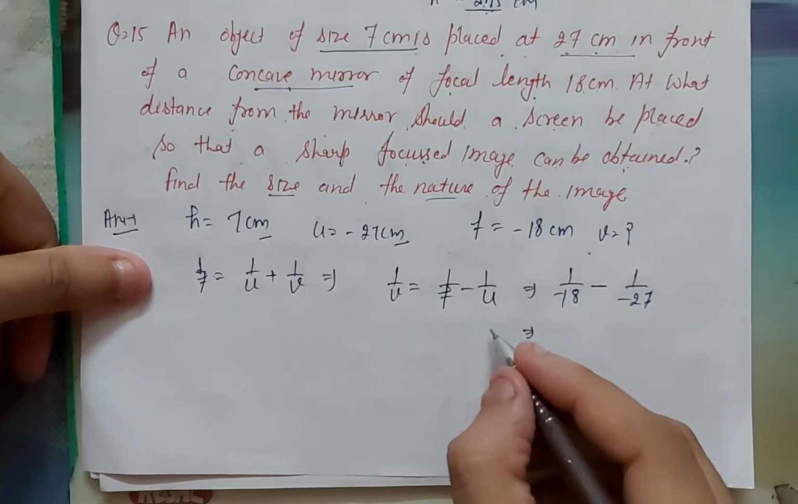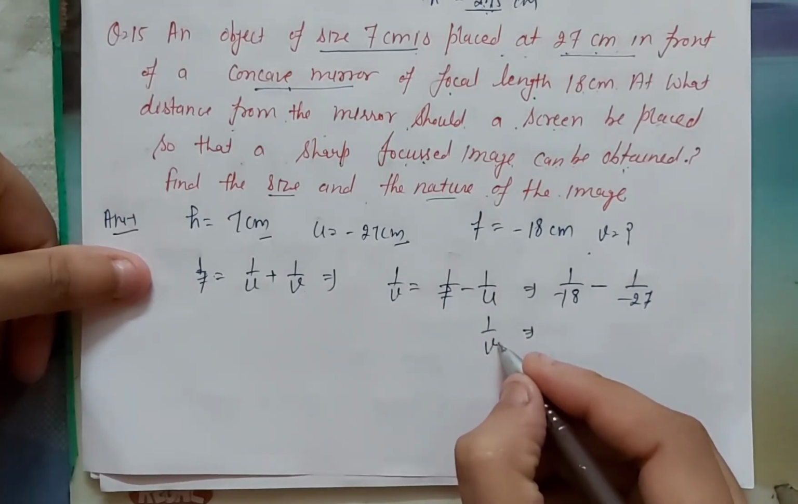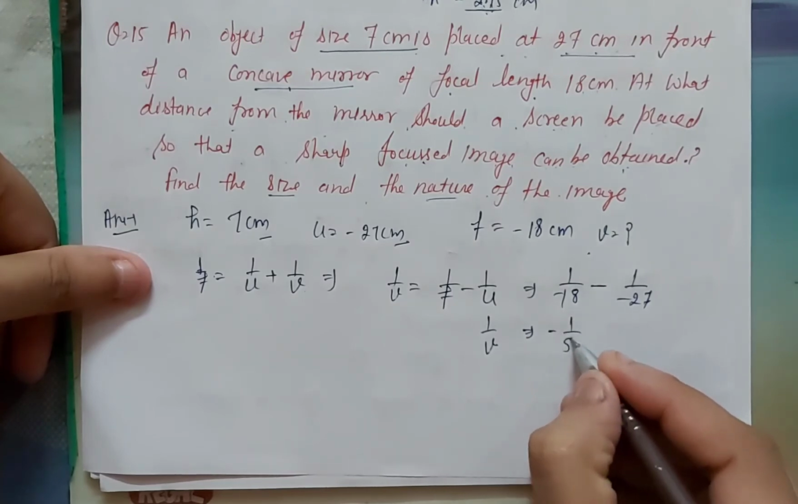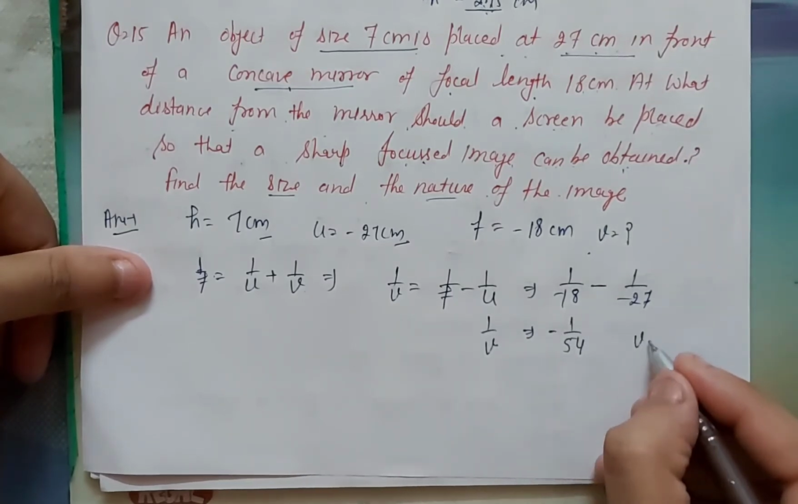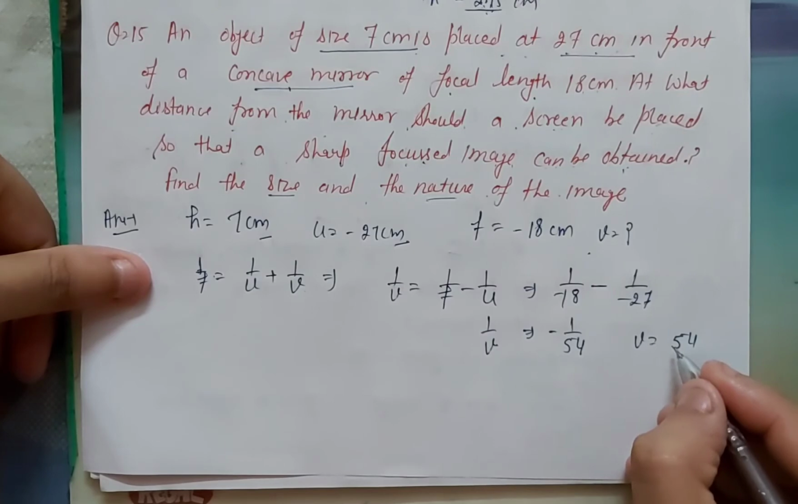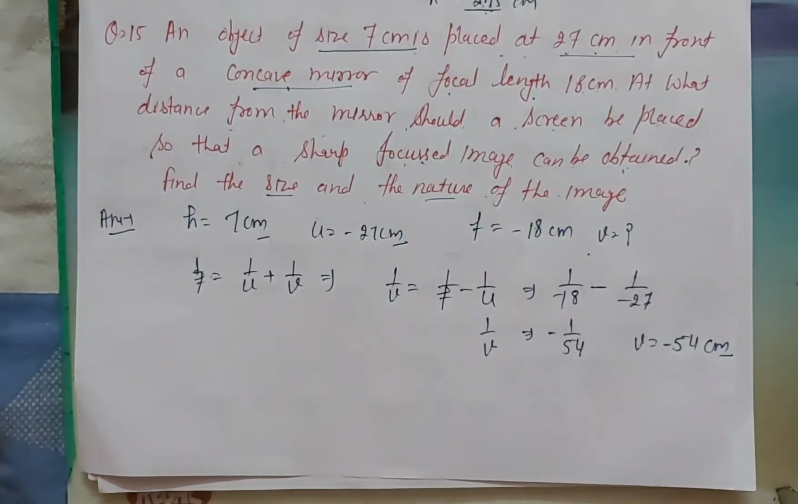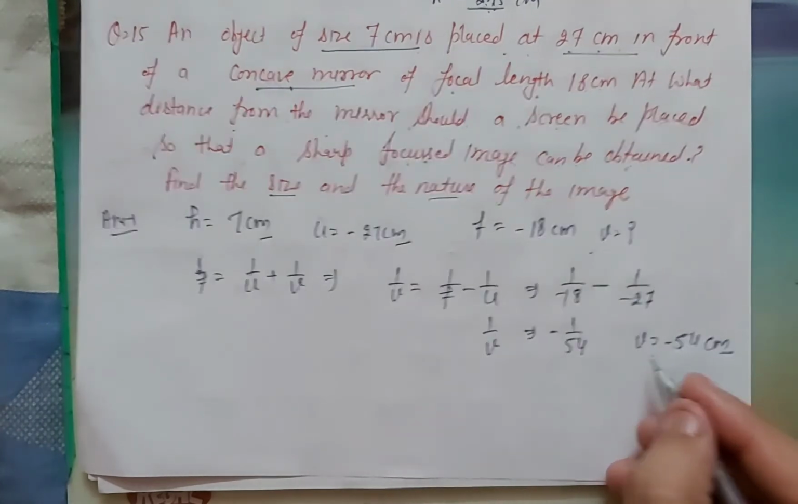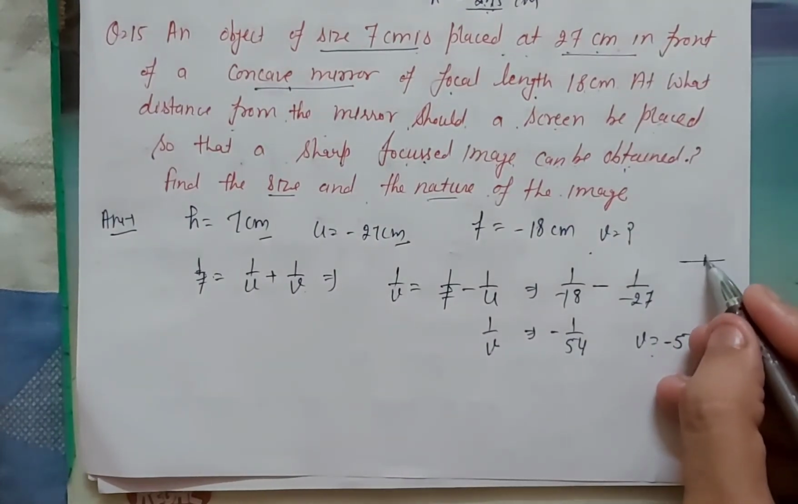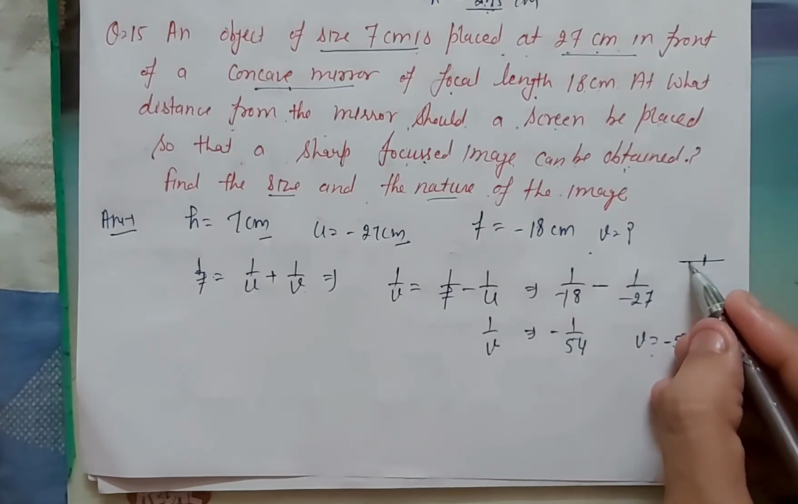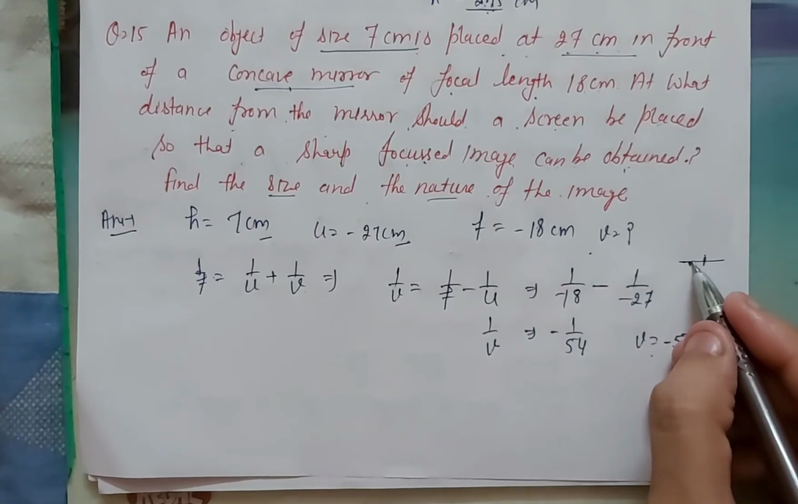So when we solve it, 1 by v is equal to minus 1 by 54. So v value will come minus 54 centimeter. Now v value is negative. That means if the v value is negative, then the image formed is on the left-hand side of the mirror. So if the image is formed on the left-hand side in the case of a mirror, then it is a real image. And we know that a real image is always inverted.